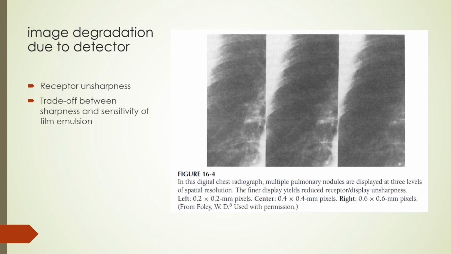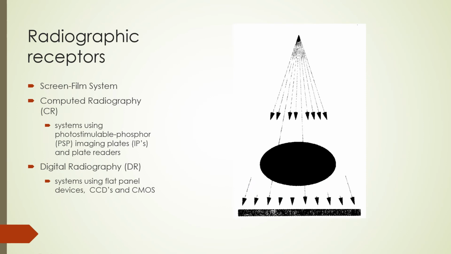This figure shows an image acquired on three different image receptors. The final image receptor shows a reduced unsharpness compared to the image receptor with larger pixels. The type of image receptor used for acquiring an image also plays a role in the image appearance. Let's look at the types of image receptors used in imaging.